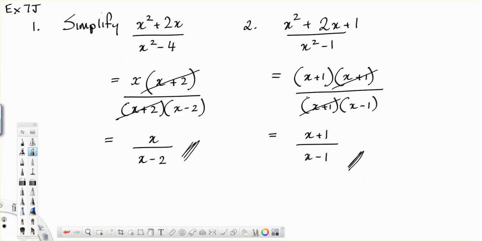That is as far as we can go. Don't be tempted to cancel the x's. You can't do that. Once we've done that process of factorising and then dividing through by common factors, we can't take it any further. That is it. Okay, so that's our second.